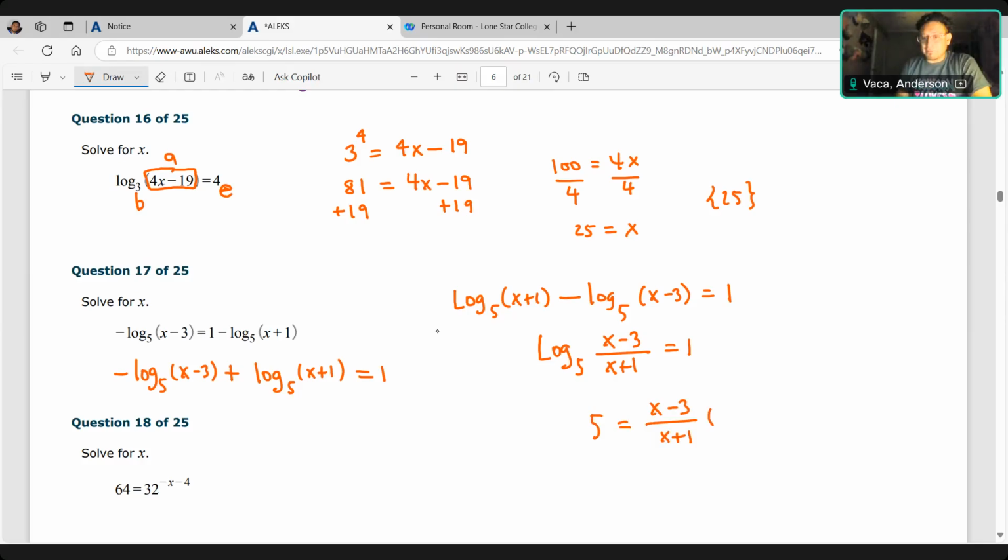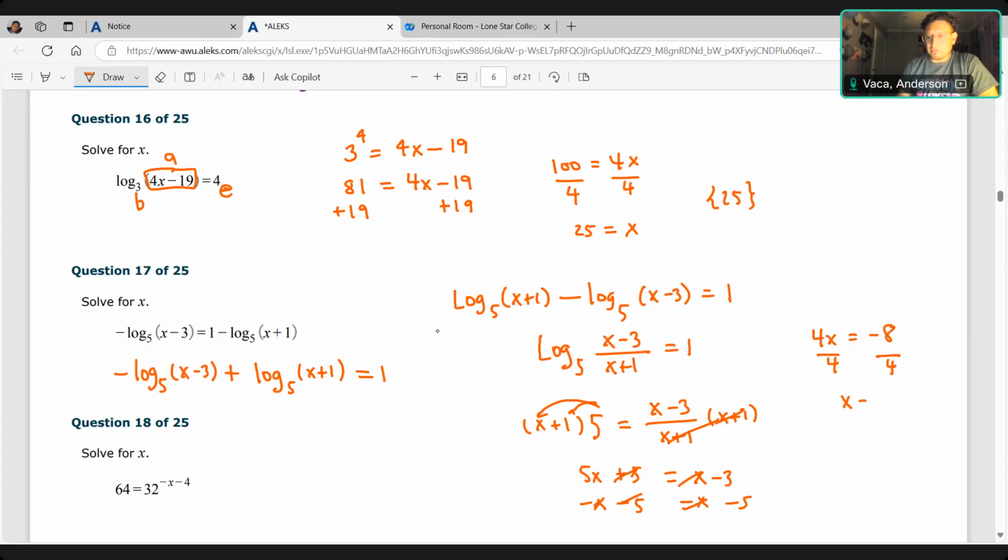So we need to get rid of this fraction by multiplying by x plus 1 on both sides. Here we get x minus 3, but here we get 5x plus 5. I'm just going through the motions now. I'm going ahead and bring the x's to the same side, move the constants to the other side. Okay, so these cancel. 5x minus x is 4x is equal to negative 8. Dividing by 4, x is equal to negative 2.